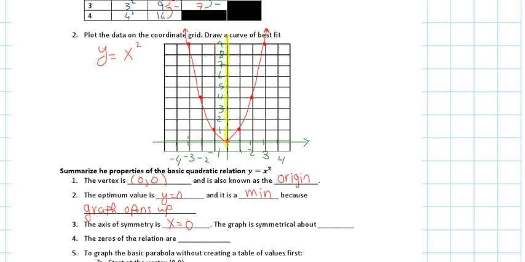It's not symmetrical along the x-axis, right? There's no symmetry here. It's only symmetrical about a vertical line. Remember, the symmetry line is a vertical line.